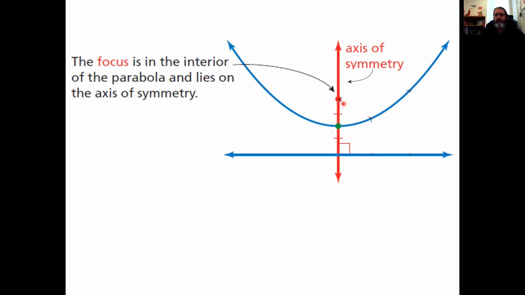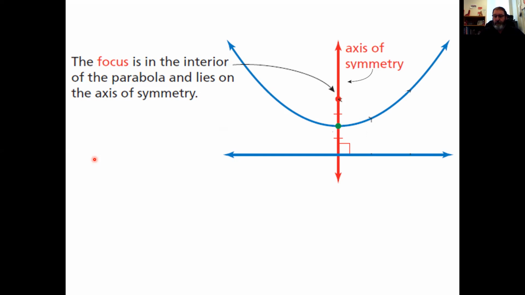This point right here, which is a new term for us, this little dot, that ordered pair, is called the focus. The focus always lies on the interior part of the curve of the parabola, and it always lies on the axis of symmetry. So it's going to be inside the curve of the parabola, and it will lie on the axis of symmetry. Those are two characteristics that are always true about the focus point.